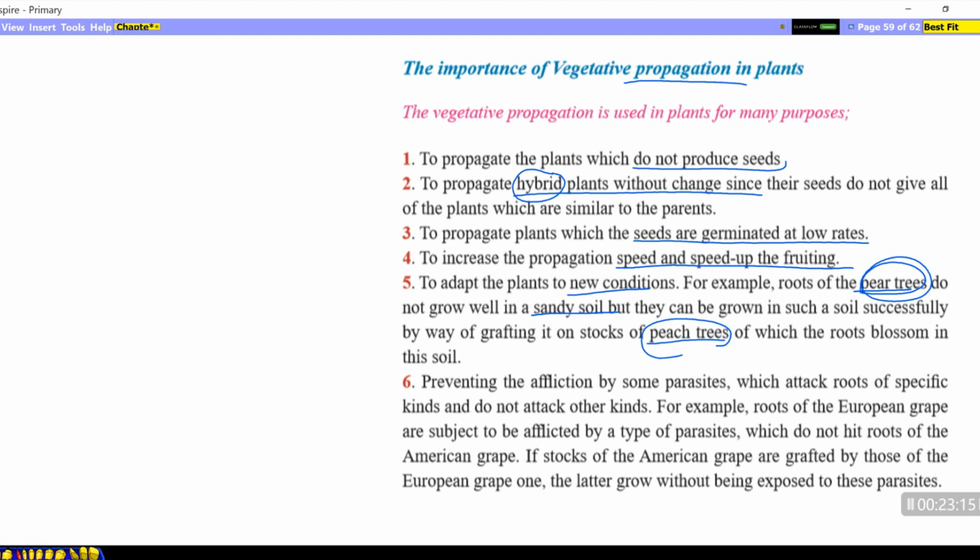The sixth is preventing affliction by some parasites. Some parasites attack the roots of some kinds of plants, but not other kinds. As an example, the roots of European grape are afflicted, meaning infected, by a type of parasite which does not infect American grape. So if the stalk of American grape, the part connected to the soil, is grafted with European grape, the fruits are from European grape but the stock is from American grape, and European grape can grow in this kind of soil, which contains the parasite, without any problem.